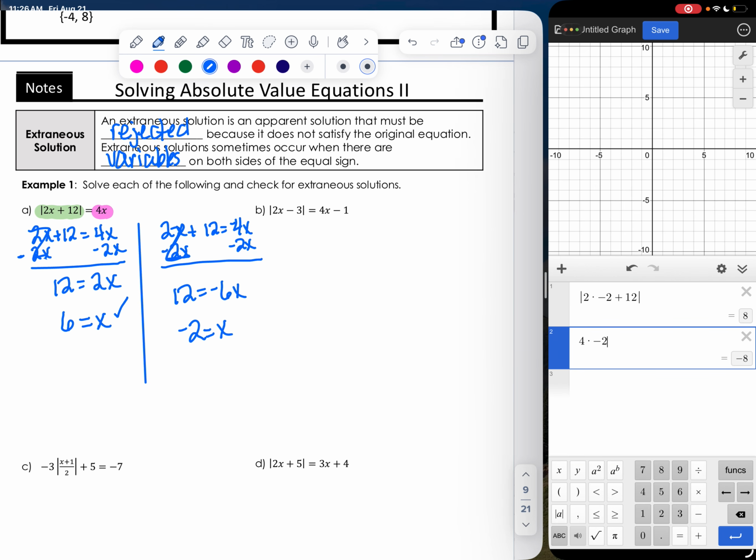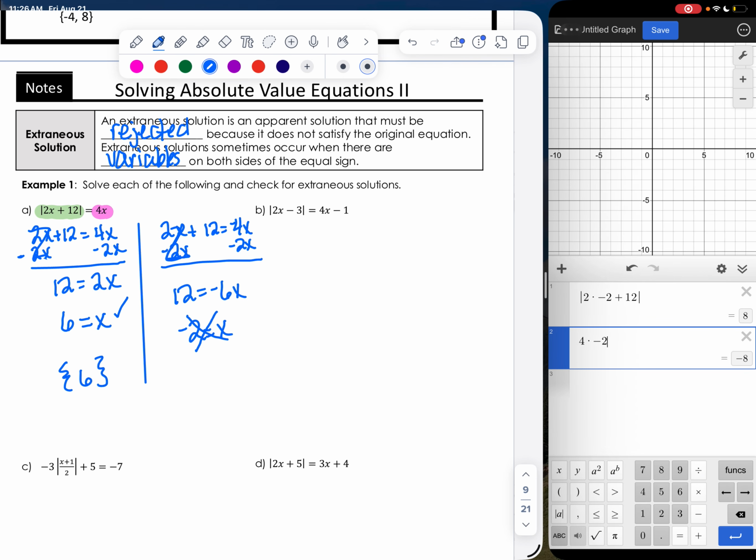So this time, on the left side of the equation, I get 8. On the right side of the equation, I get negative 8. So this is what we call an extraneous solution, and we must reject it. So for problem A, our only valid solution is x equals 6.